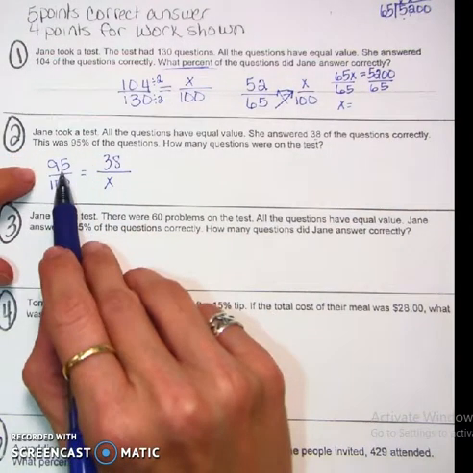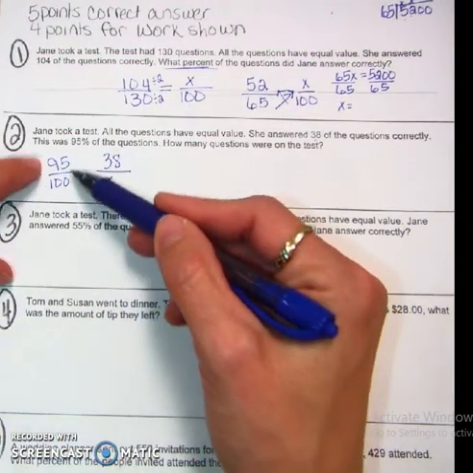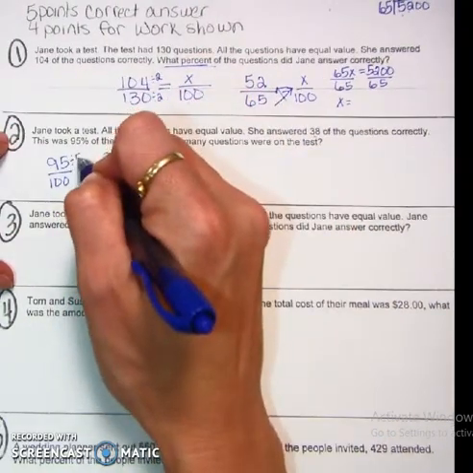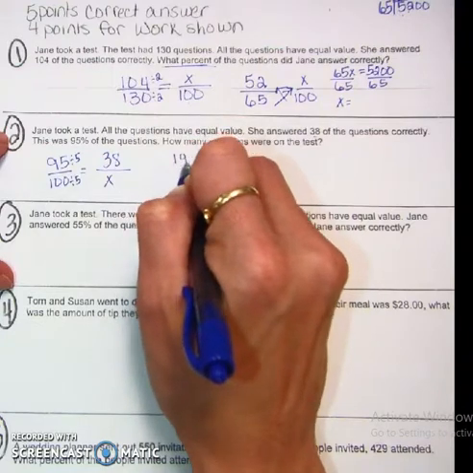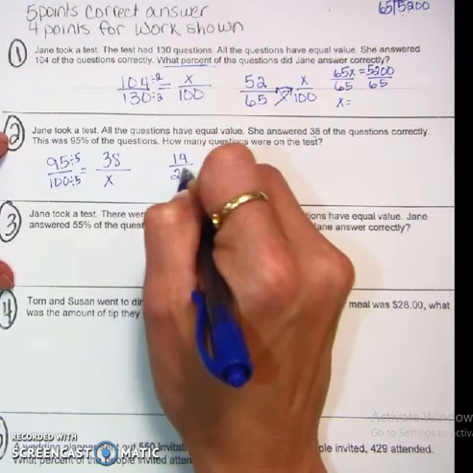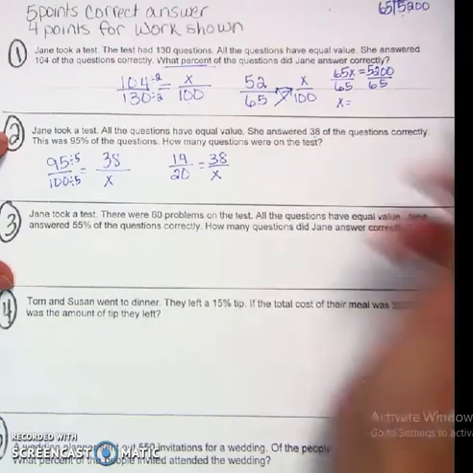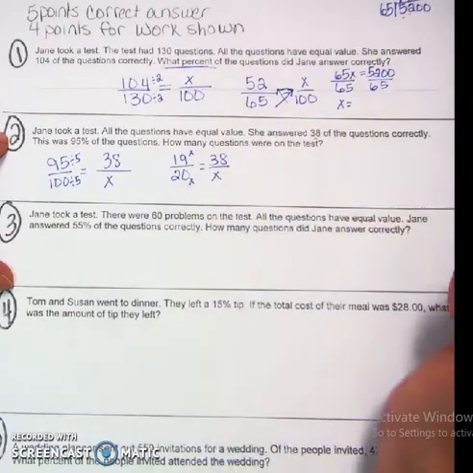All right, I don't know what I do to 95 to get 38, but I do know that I could simplify here. So if I divide both of these by 5, that would give me 19 over 20. All right, see how many times 19 goes into 38 and multiply that by 20 to get your answer.